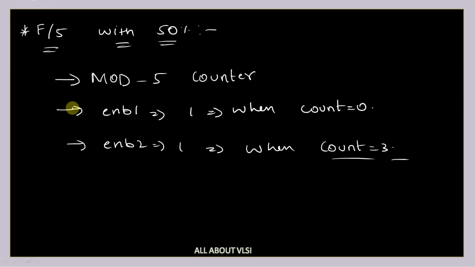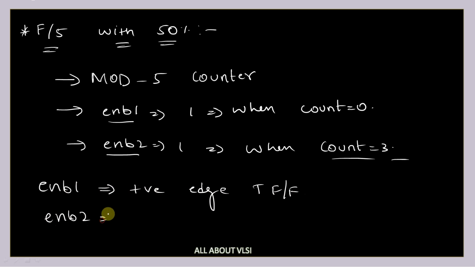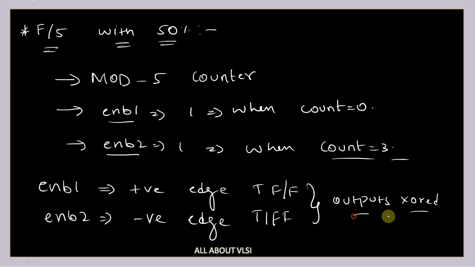Now, what else can I do? This enable 1 signal is given to the positive edge triggered T flip flop, and this enable 2 signal is given to a negative edge triggered T flip flop. Outputs of both T flip flops are given to an XOR gate, and the output of the XOR gate is nothing but f by 5 with 50% duty cycle. So both the outputs are XORed.